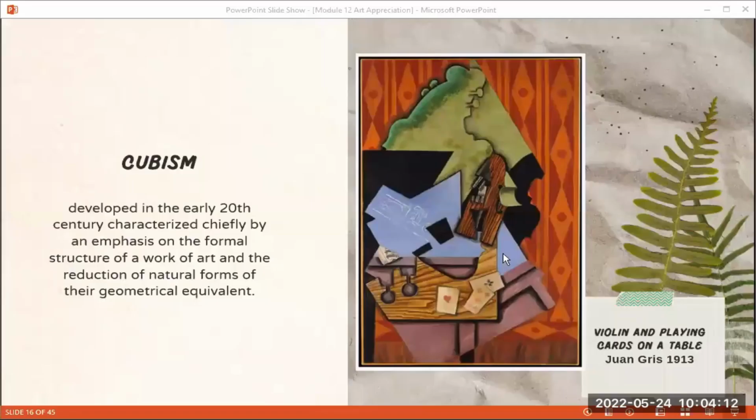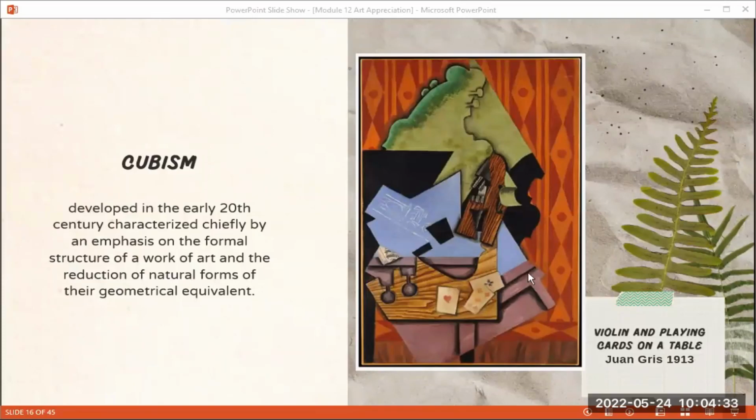Next, one of the most notable techniques in art is Cubism. Now, it developed in the early 20th century, characterized chiefly by an emphasis on the formal structure of a work of art and the reduction of natural forms to their geometrical equivalent.